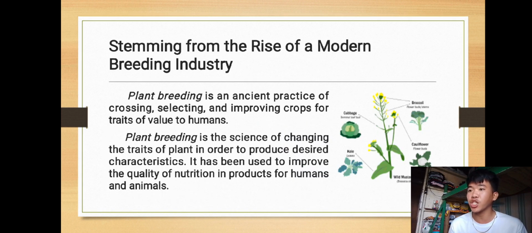Next is stemming from the rise of a modern breeding industry. Plant breeding is an ancient practice of crossing, selecting and improving crops for traits of value to humans. Plant breeding is a science of changing the traits of plants in order to produce desired characteristics. It has been used to improve the nutritional quality of products for humans and animals. So sa madaling salita, in simple words, natawag natin siya nga hybriding. Gina-improve nato ang usa ka tanom.